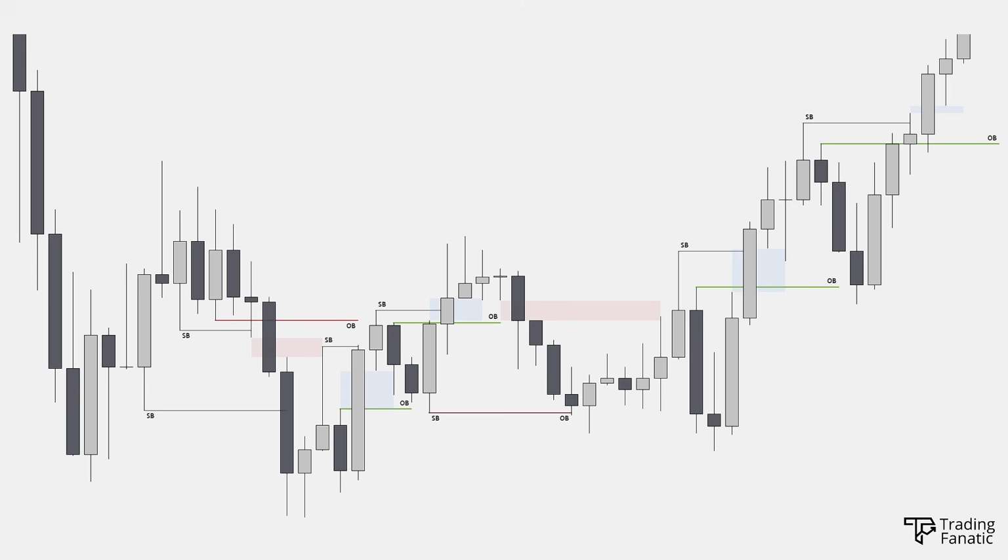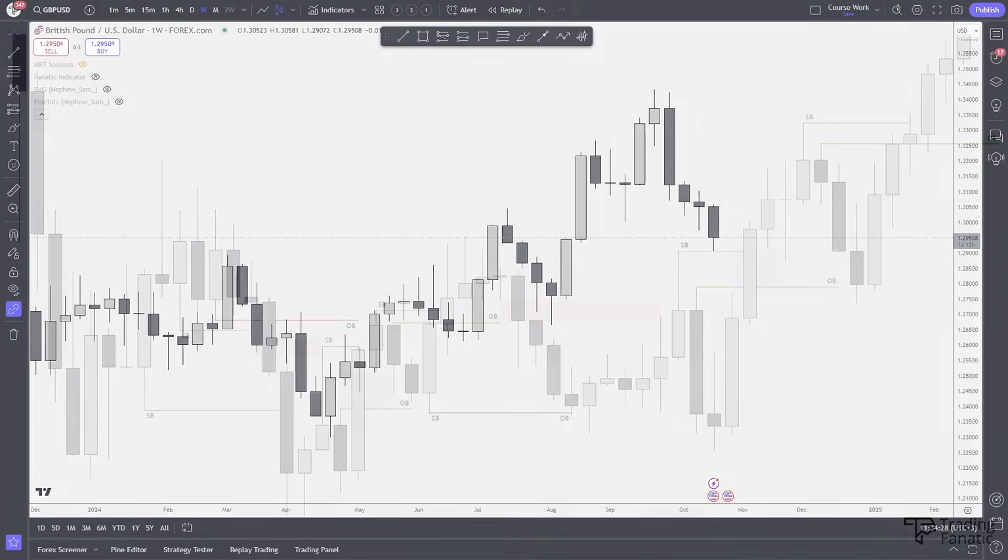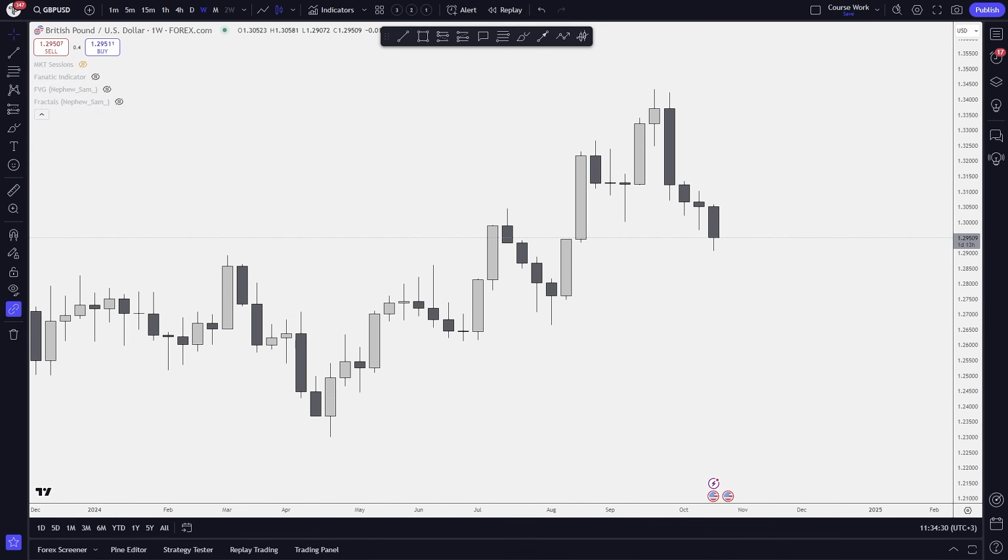Okay, so with that little tutorial right here, let's go on the chart and pretty much show you the process. All right, here we are on the charts right now on pound dollar. We're going to start from a very high time frame, that is the weekly time frame.